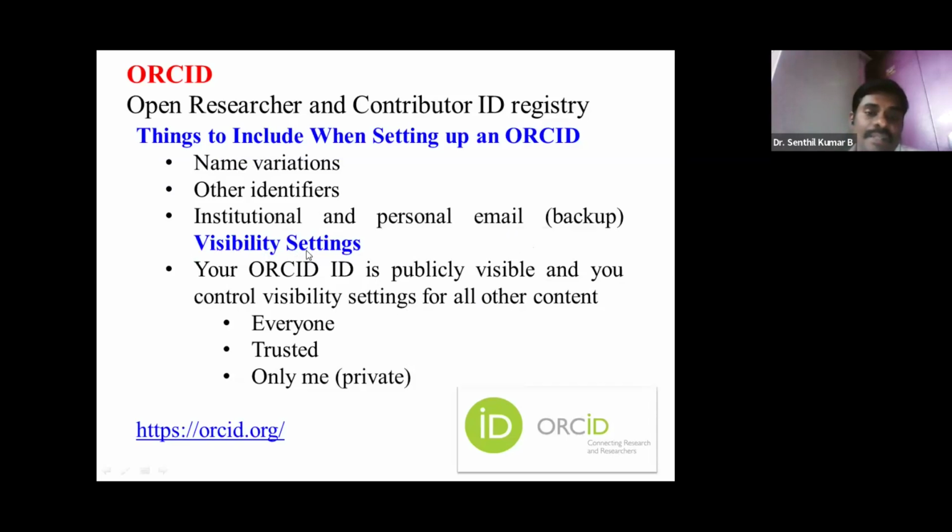And coming to the visibility settings, your ORCID ID is publicly visible and you control visibility settings by any of the options. Whether your ORCID ID can be viewed by everyone, or only by particular trusted people, or only by yourself. So this is the option which ORCID gives you. You can select these options when you're creating your account so that you can have some restrictions, like only trusted people can view your account, or the entire community, whoever wants, can just log in and use your account. So that is up to you. And based on that, you can set this up in your ORCID account.